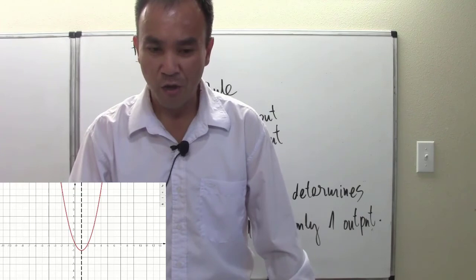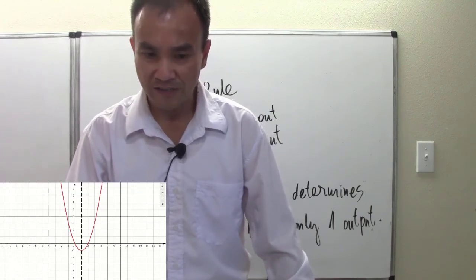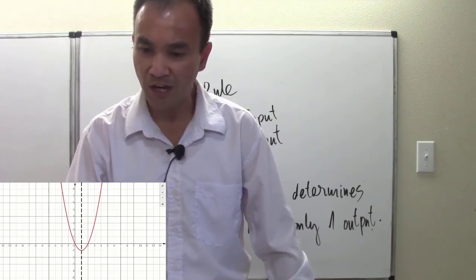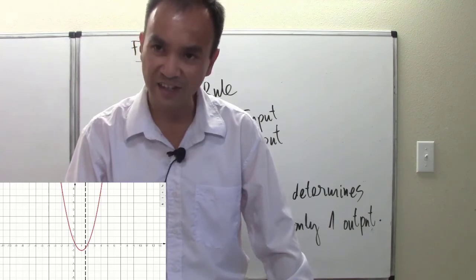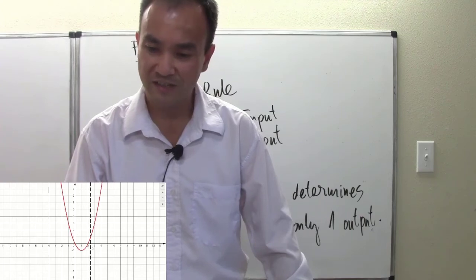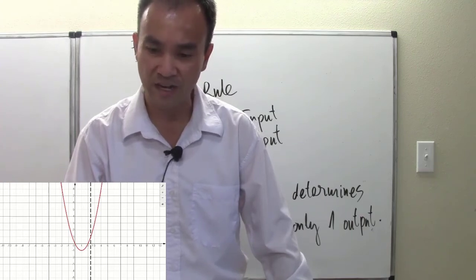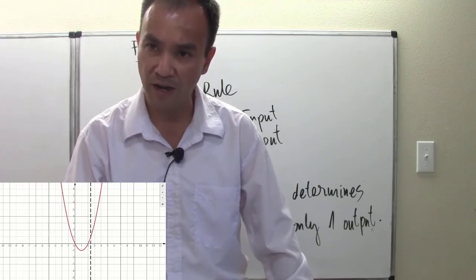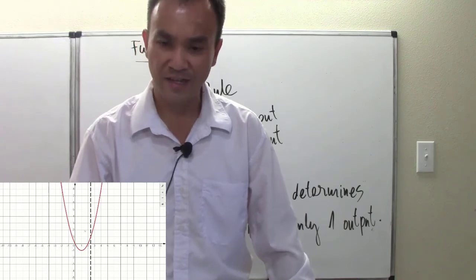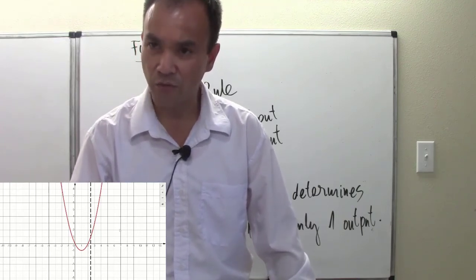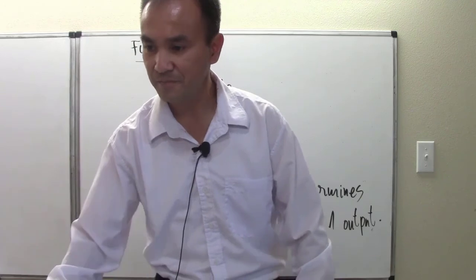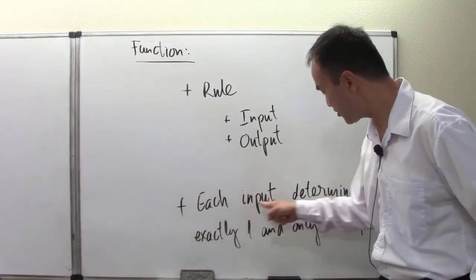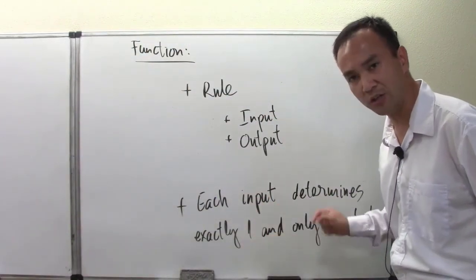So far, no matter where I put this vertical line, because the vertical line represents an input value, anywhere we look at any input, for example somewhere between 2 and 3 where I'm not even sure what exactly the value is, we're still ending up with one output, one y value. That's one case. So this meets the requirements for being a function: each input determines exactly one and only one output.